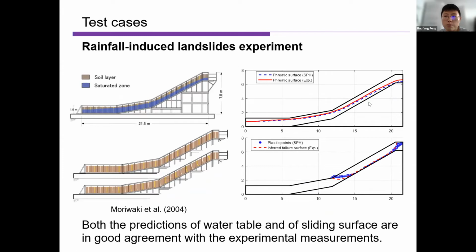We have a close agreement with experimental data, and more importantly, at the bottom, we correctly predict the location of the failure surface and the shape of the sliding surface, which is very important to prevent disaster. So both those predictions are in good agreement with experimental measurements.